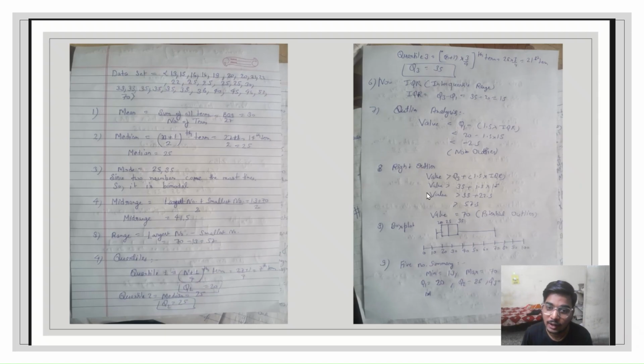For the right outlier, we can use the formula value is greater than Q3 plus 1.5 into IQR. We will get a right outlier which is greater than 57.5 in the given data set, that is 70. We do not have any left outlier, as while using the formula value which is less than Q1 minus 1.5 into IQR, we will get no outlier, as there is no value here less than minus 2.5.